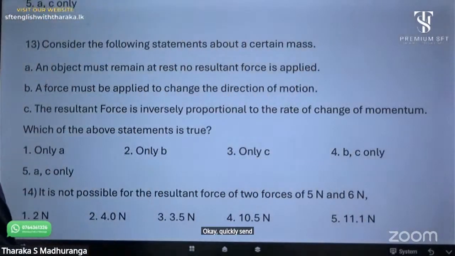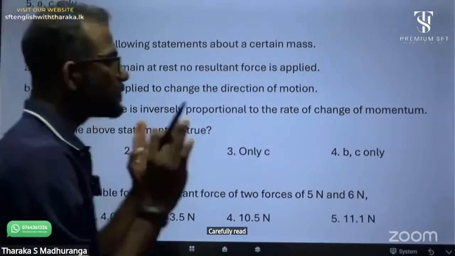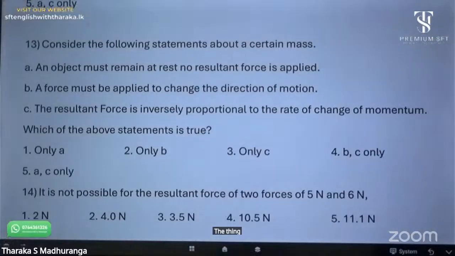Okay, quickly send the answers. Carefully read. The thing is, you have to carefully read. Every word is very important. Each and every word in the question is important.